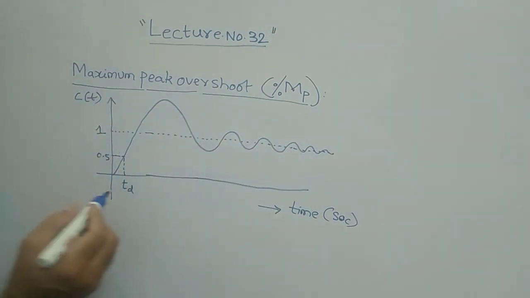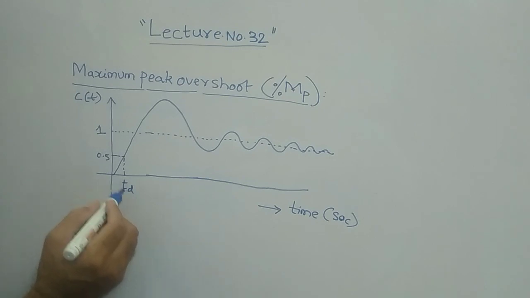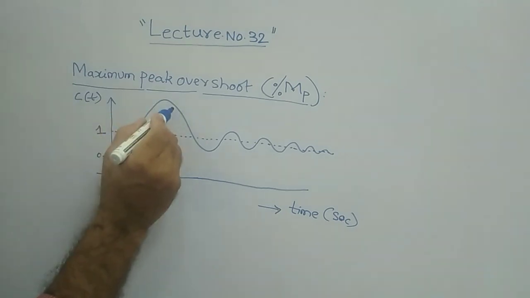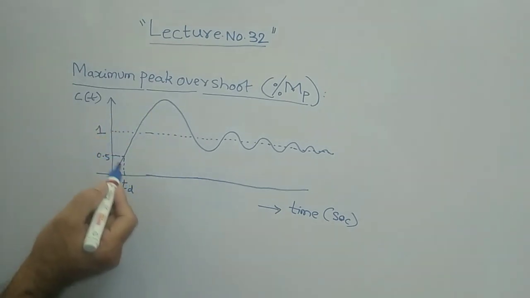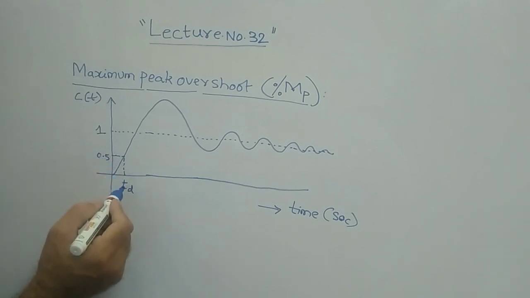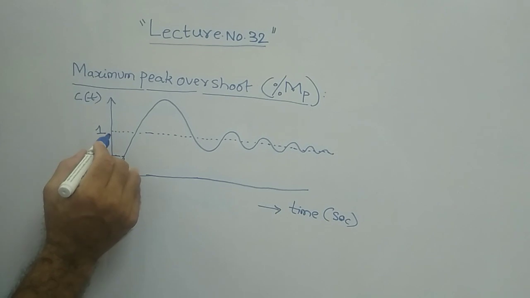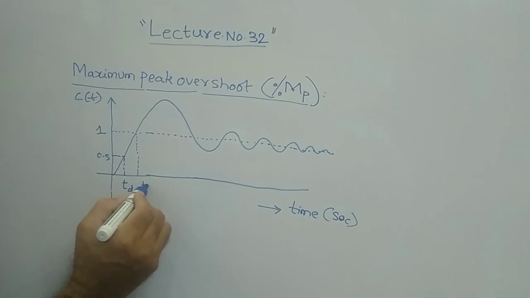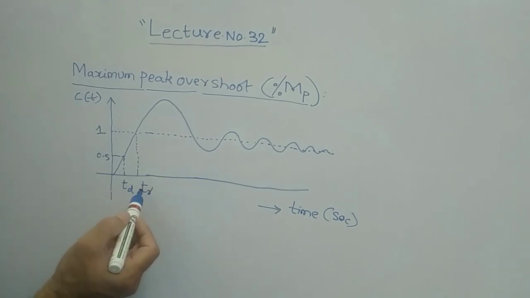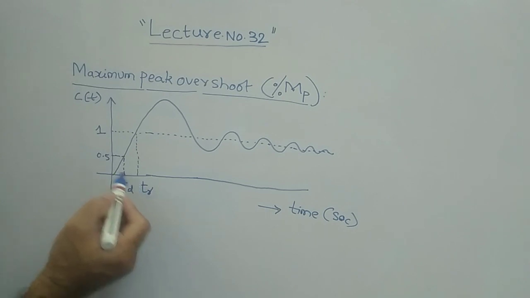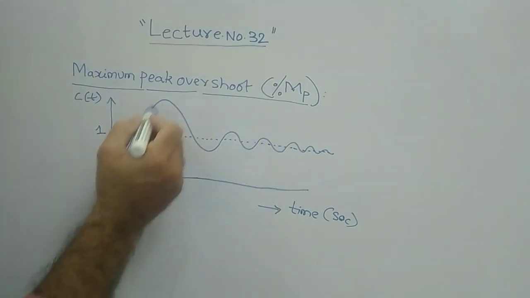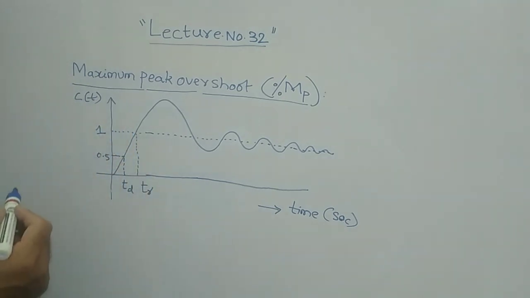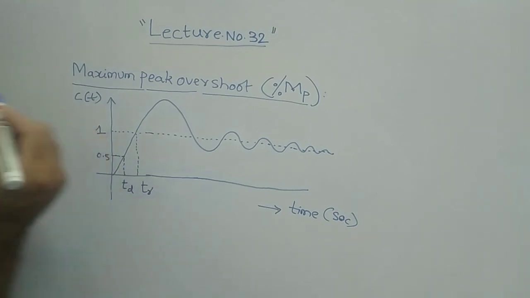So we know what TD, delay time, is. Delay time is nothing but the time required for this response to reach 50% of its final value. 50% is nothing but 50 by 100, 1 by 2, that is 0.5. That's why TD is up to 0.5. And similarly, there is another time you can define. This is the TR, rise time. Rise time is the time required for the response to reach 100% of its final value. If it reaches the value of 1, that means it has reached its maximum, the 100 value.